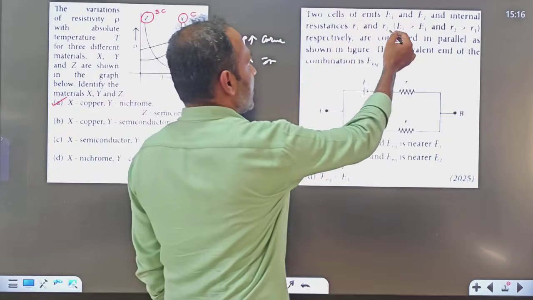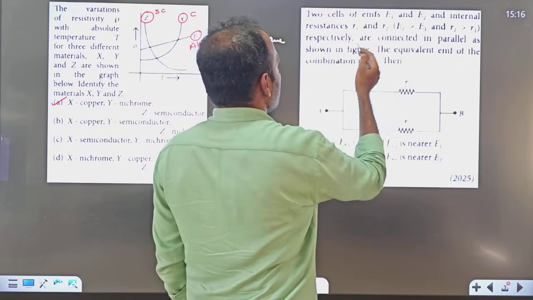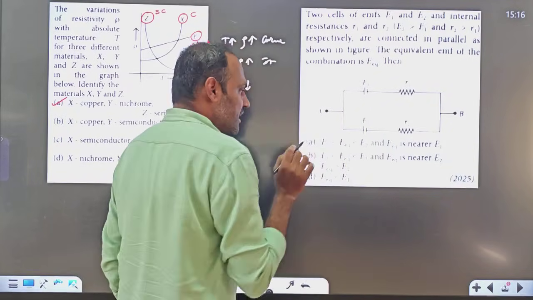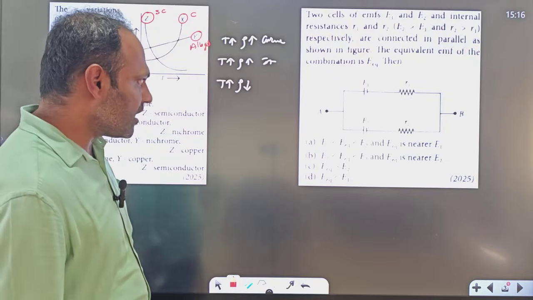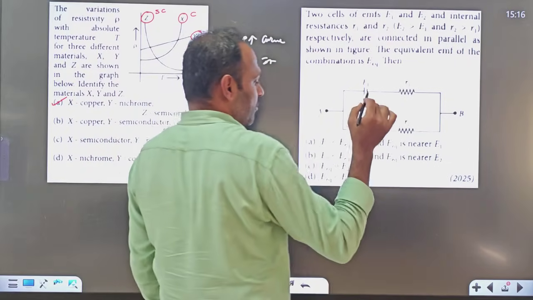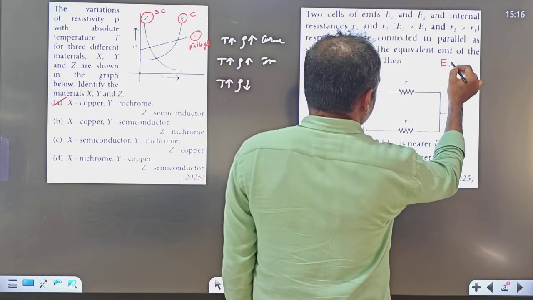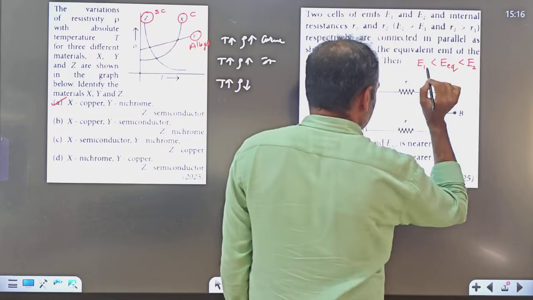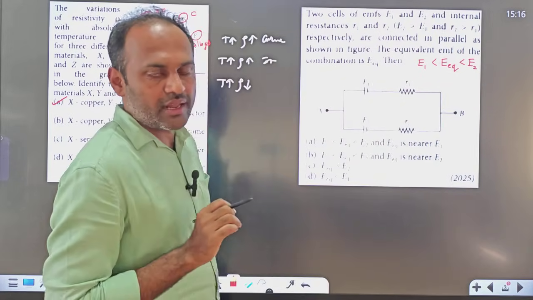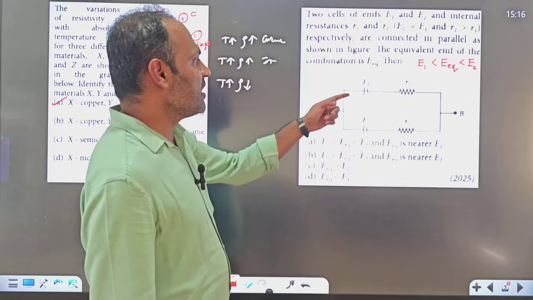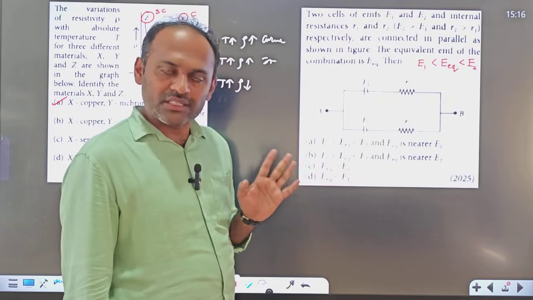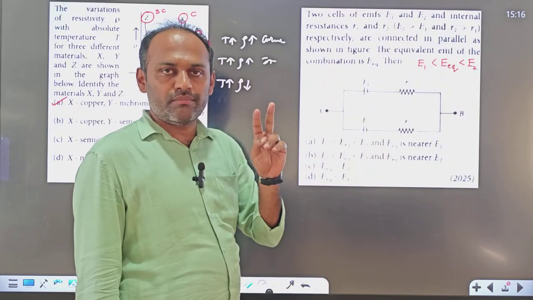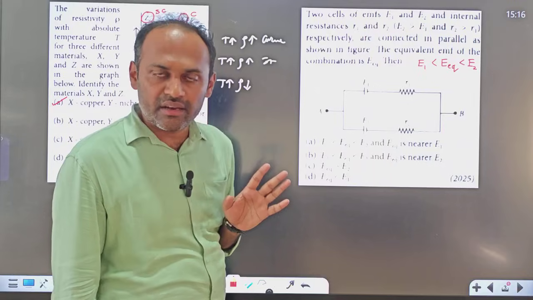Two cells of EMF E1 and E2 and internal resistance R1 and R2 respectively are connected in parallel as shown in the figure. The equivalent EMF of the combination is E equivalent. Then they are asking us about E equivalent. See, you remember, this E equivalent always lies in between the EMF of the two cells. Its value will be in between E1 and E2. This is a standard thing, you have to remember that. E equivalent lies in between the minimum and maximum EMF of the cells connected in parallel.